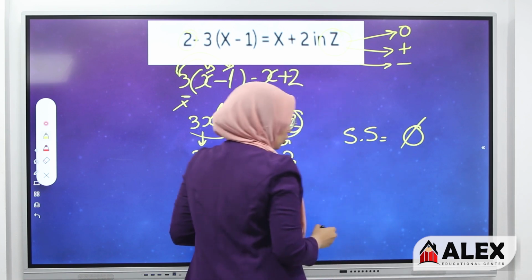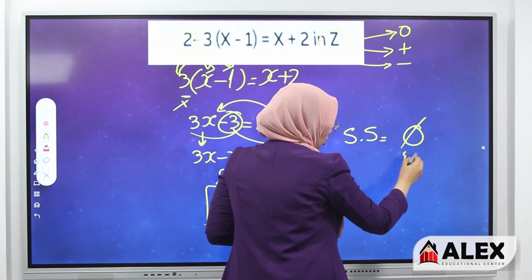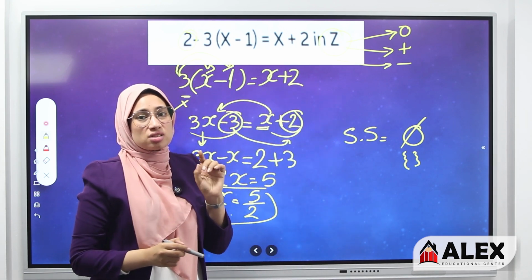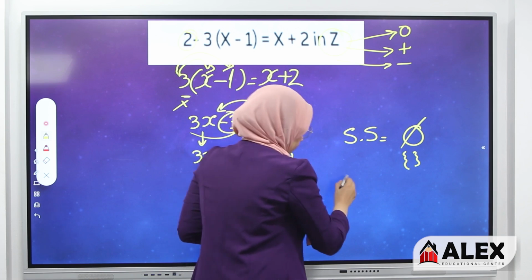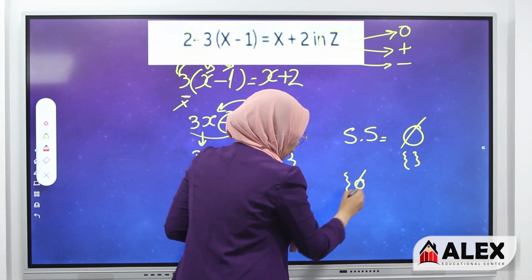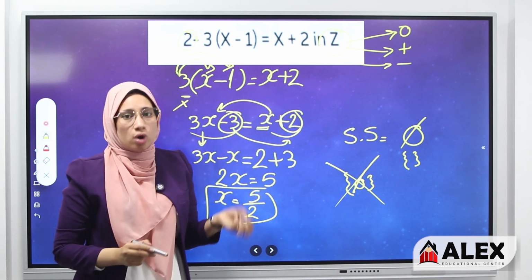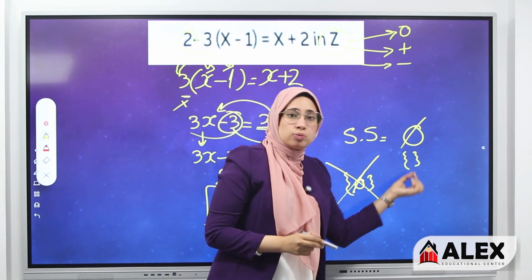Okay? Or make a bracket of set without any element. But don't do this. Bracket, phi, bracket, this is the wrong answer. Why? Because in this bracket we put elements.